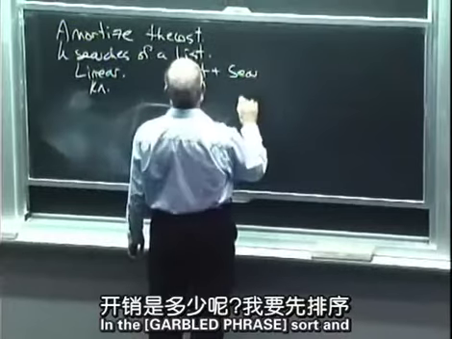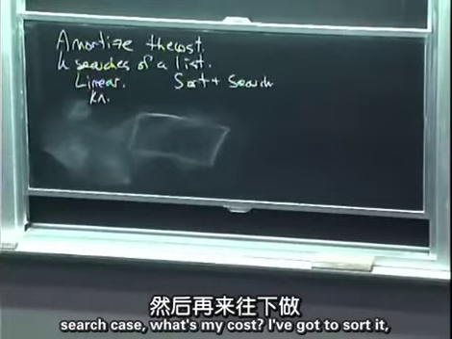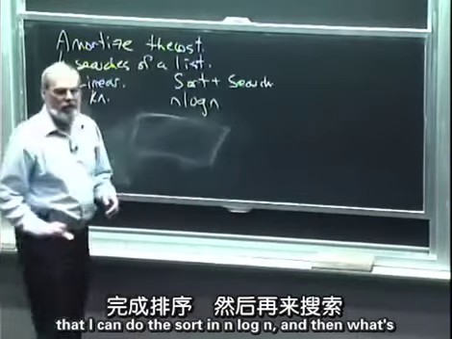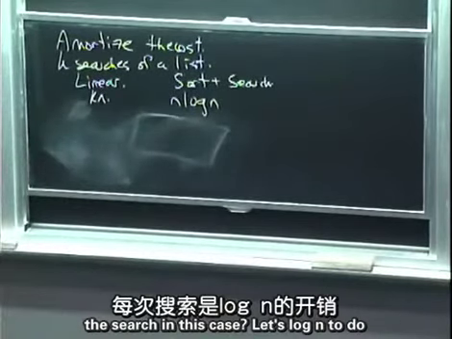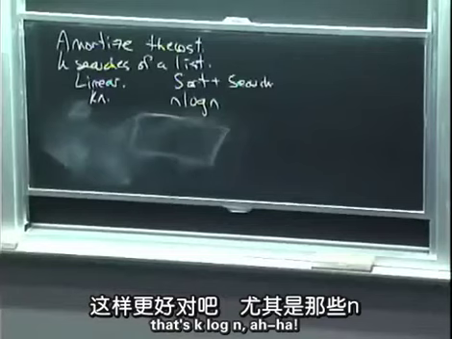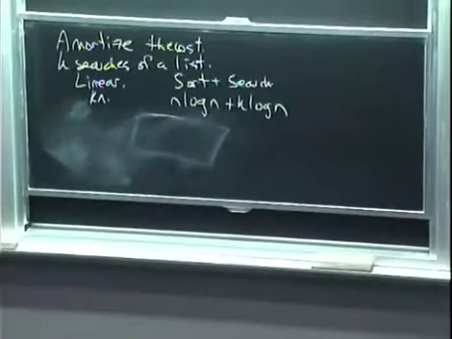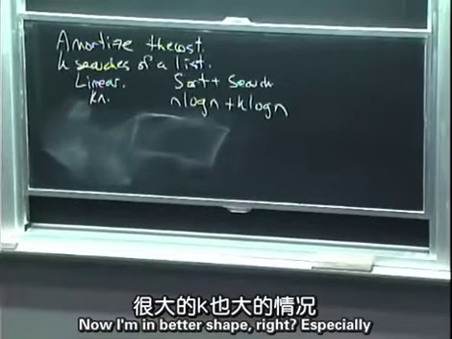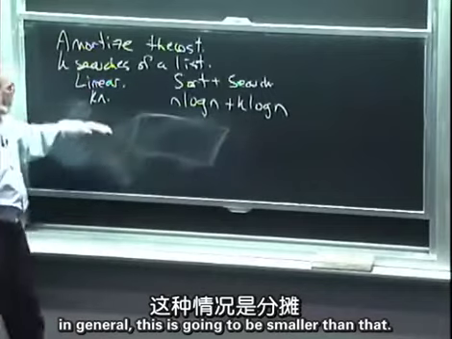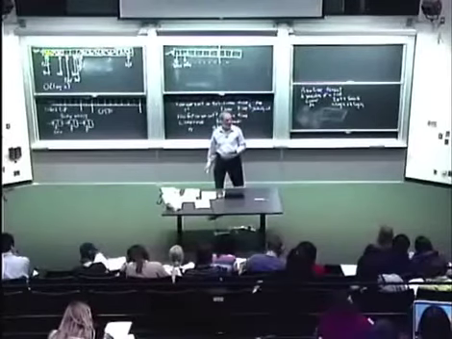In the sort and search case, what's my cost? I got to sort it. And we said, and we'll come back to that next time, that I can do the sort in n log n. And then what's the search in this case? Well, it's log n to do one search. If I want to do k of them, that's k log n. Aha. Now, I'm in better shape, right? Especially for really large n or for a lot of k, because now, in general, this is going to be smaller than that. So this is a place where the amortized cost actually helps me out.